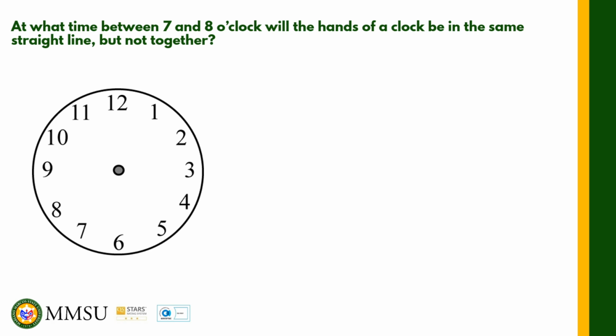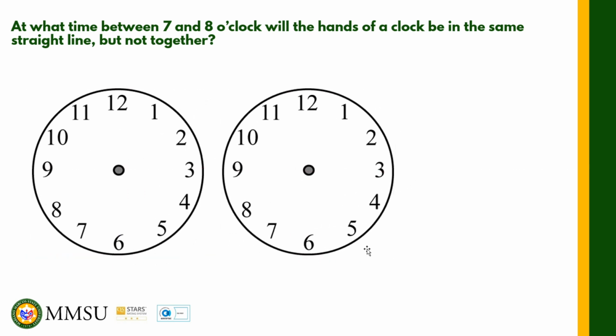Okay, so the initial, let me copy this clock here. The initial positions of the hour hand and the minute hand at 7 o'clock: siyempre nakatutok dito sa 12 mark yung minute hand and nakatutok naman dito sa 7 yung hour hand. Okay? And we are looking for the time na yung hour hand and the minute hand forms a straight line. So, syempre, yung hour hand should be between 7 and 8.